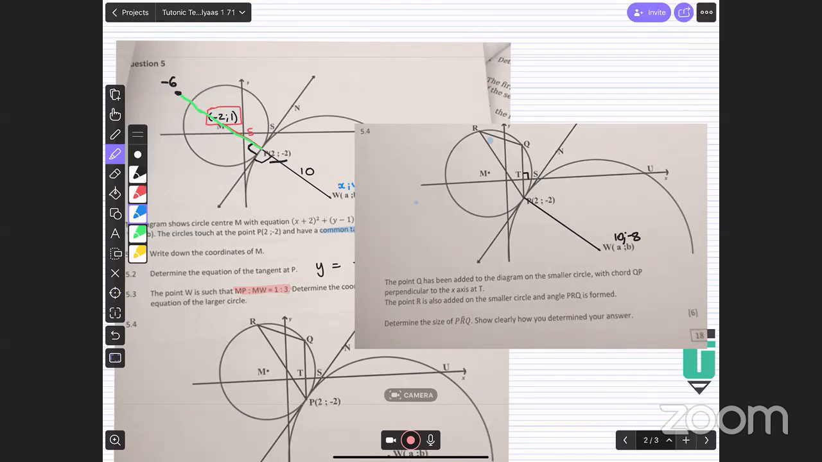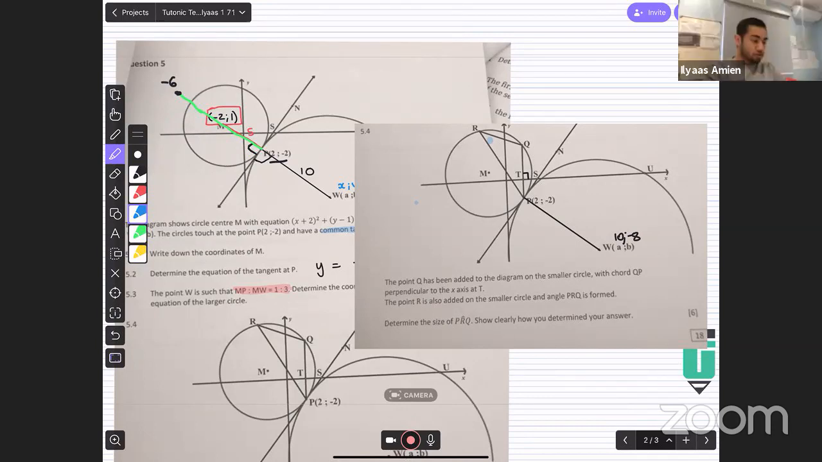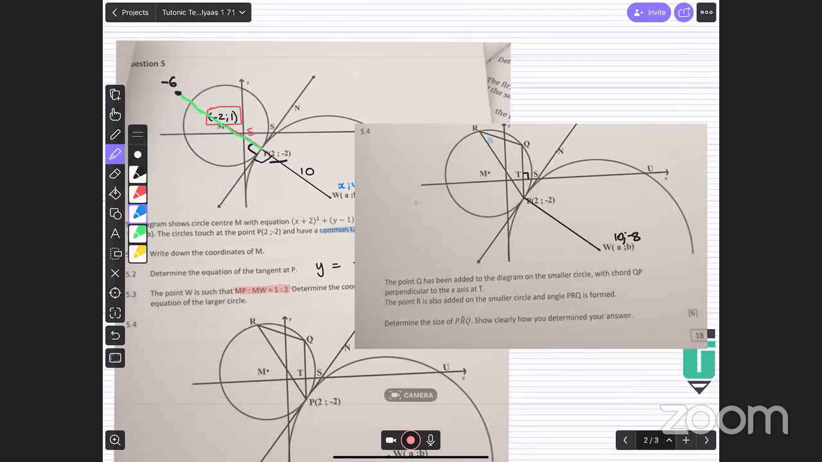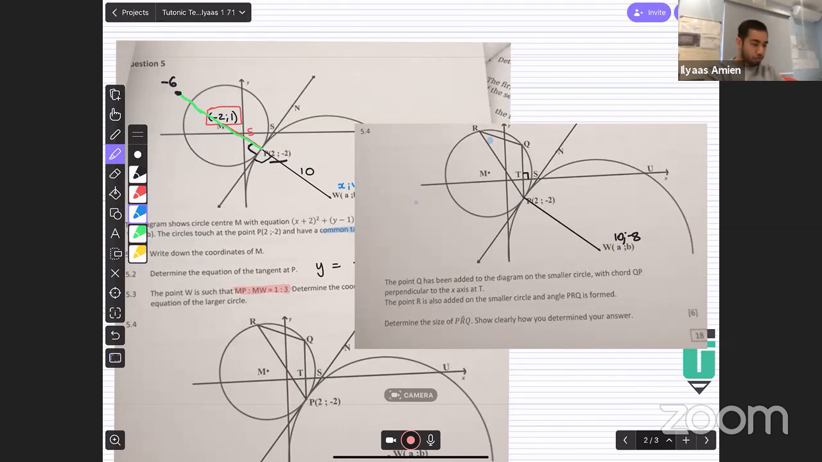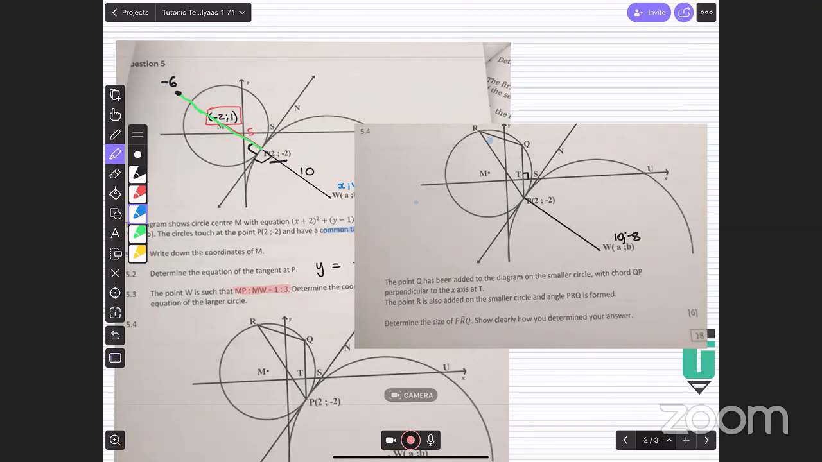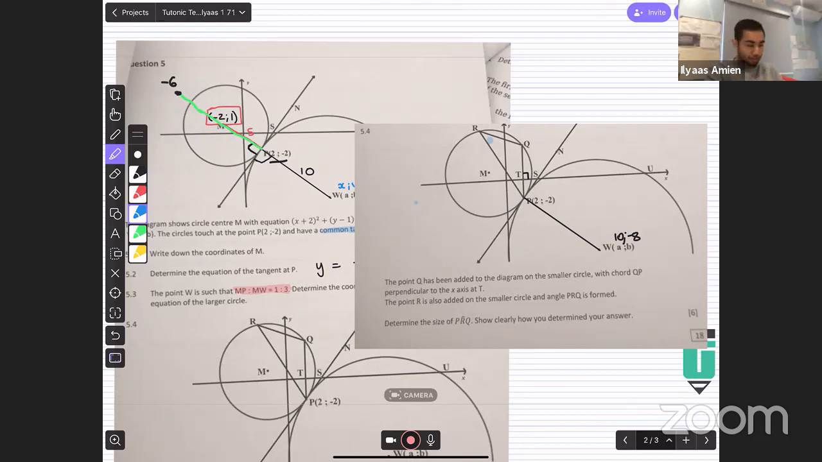We have to use gradient. Then we have to use tan theta is equal to m. Then we work out the one side, and then you do the same with the other. You want to use angle of inclination. Maybe. But to do that, what do you need? Gradient. So we need another point, but we don't know the points of R and P. So that's not something you can do right now.